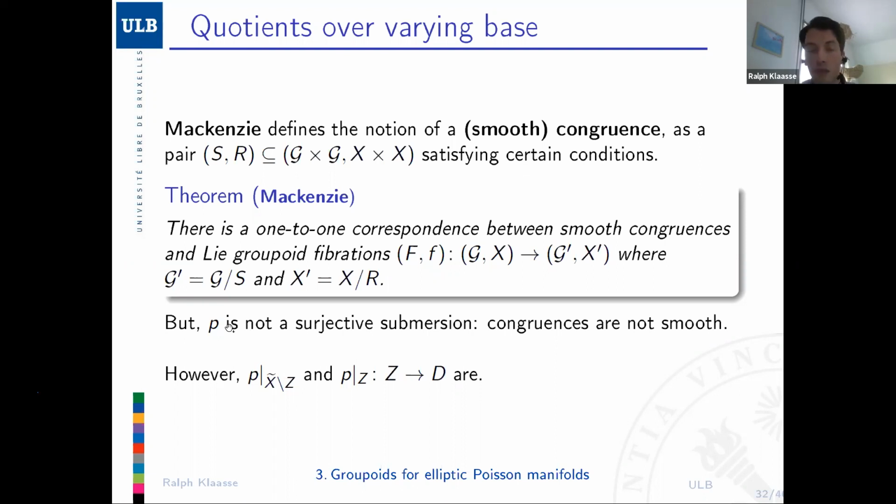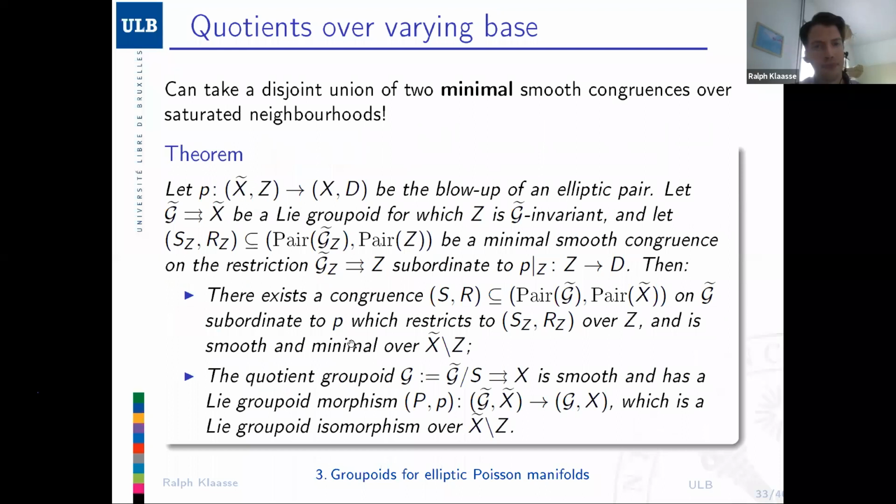But our map P is, of course, not a crazy map. It's just a blow-down map. If you restrict it to the complement of Z, it's just an isomorphism, it doesn't do anything, so it's certainly a surjective submersion. But also the restricted map on Z is a surjective submersion. So now the idea that we have is to do this quotient procedure in the complement and on Z and hopefully combine it in some way. And I think I'm describing here how to do that.